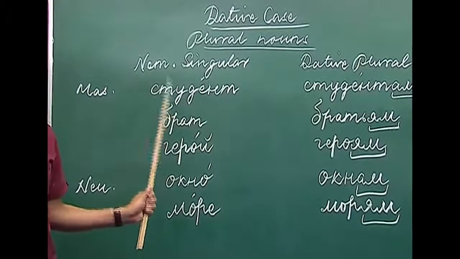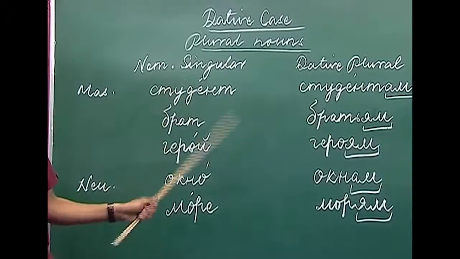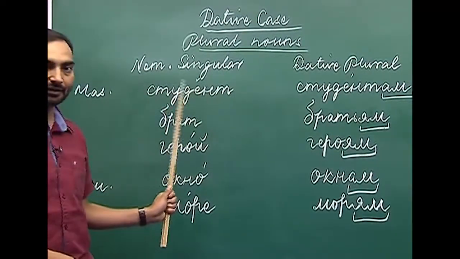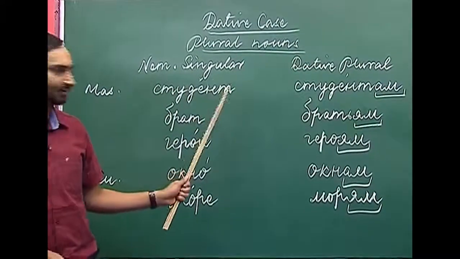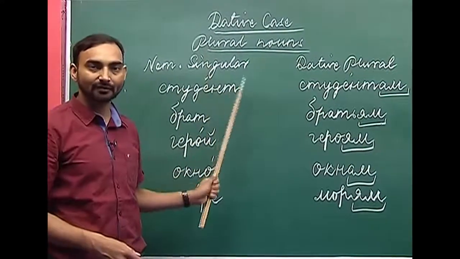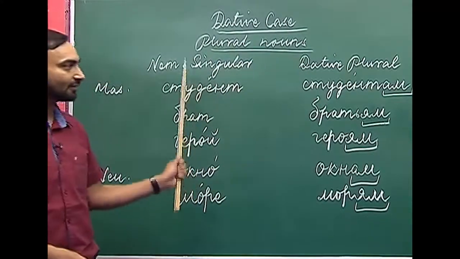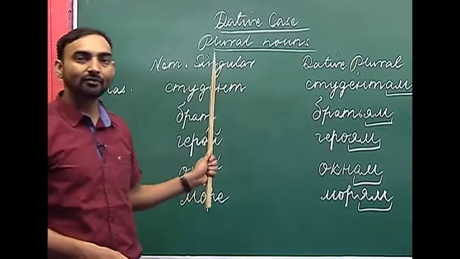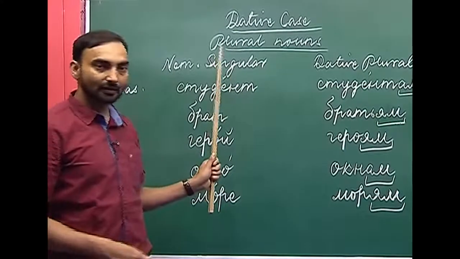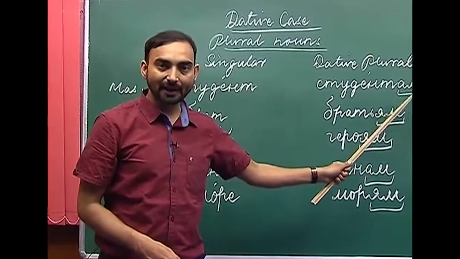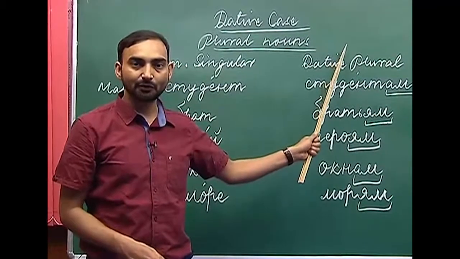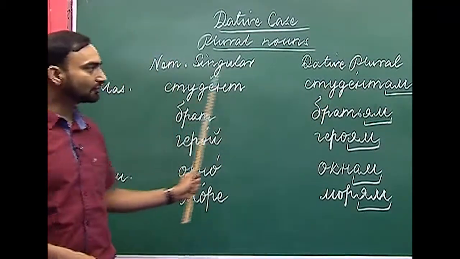So, let us look at each one of them separately. The first noun I have written is student. Student ends with a hard consonant. So, it is a hard ending masculine noun. So, what happens when we have a hard ending consonant noun? We add am at the end to get its dative plural. Student, studentam.